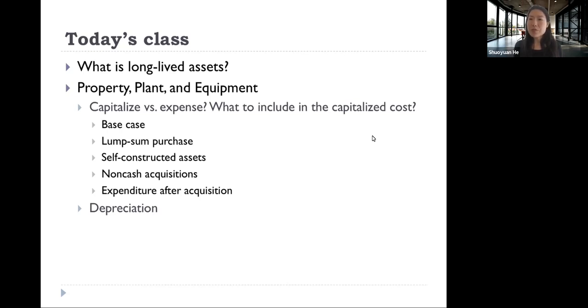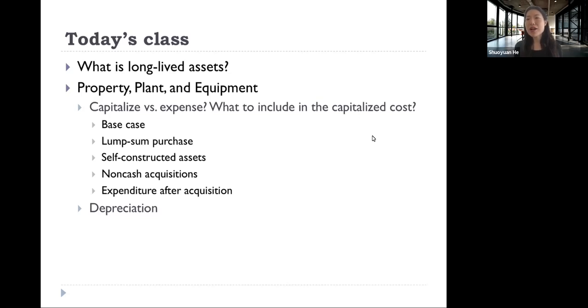With regard to PP&E, there are three major accounting questions. The first accounting question is, for an item, should we capitalize it or expense it? So whether to capitalize or expense. And if we decide to capitalize an item, what to include in the capitalized cost of that item? So that is the first major accounting question.